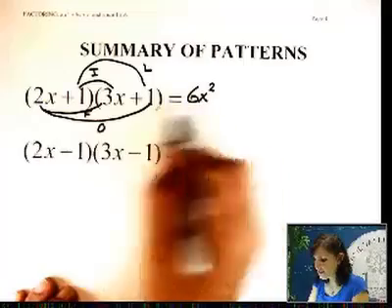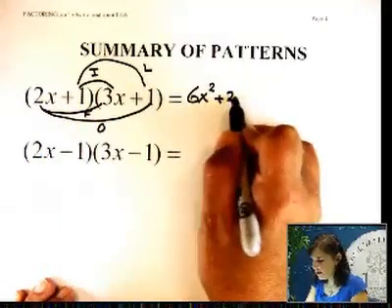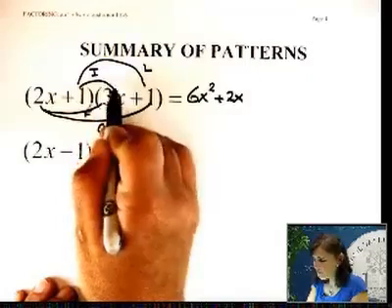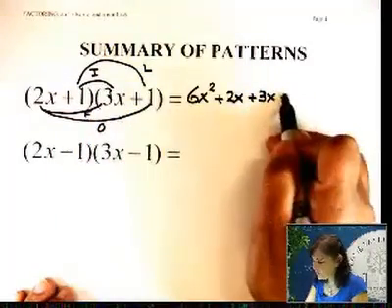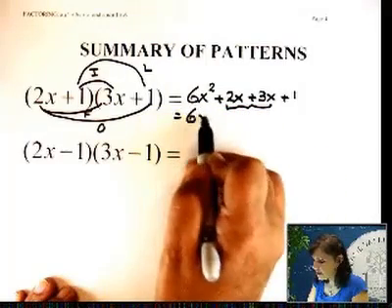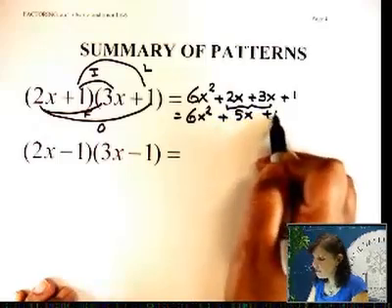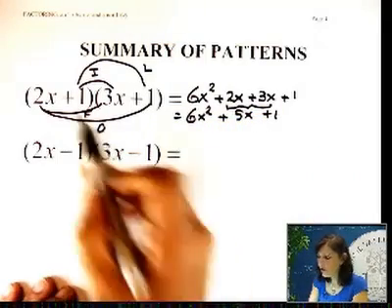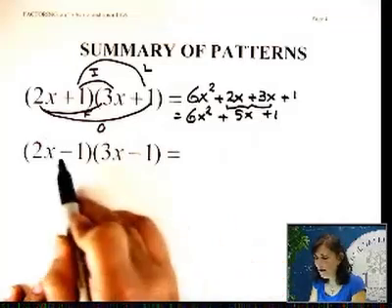2 times 3, that's 6x squared. The outer 2x times 1, that's 2x. This one is 1 times 3x, that's 3x. And the last one is 1 times 1, that's 1. And this always turns out to be additive. 6x squared plus 3 plus 2, that's 5, plus 1. And guess what? When you had a positive positive, you ended up with positive positive. All right? How about negative negative?